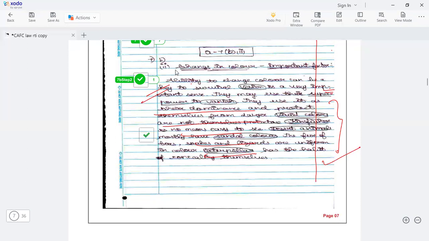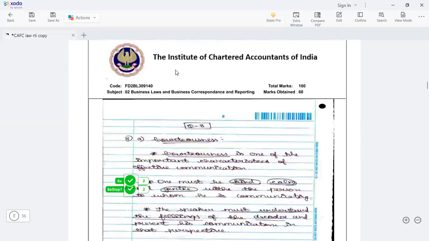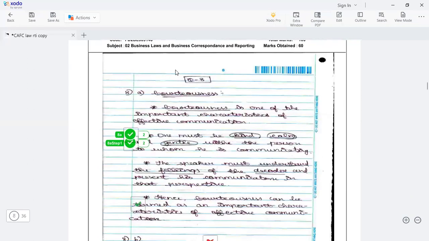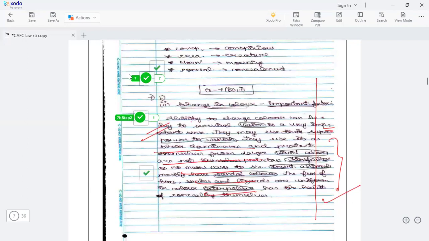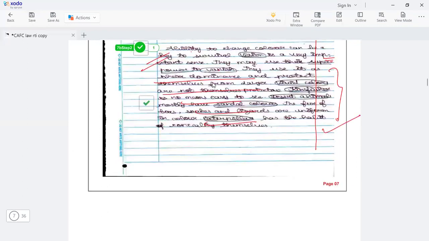Try to make your handwriting as nice as possible. I know there is a time constraint, but if we can manage our time well and present our answers nicely, that is always going to give us a plus point. Okay, this is how 7B was presented. That's where question number 7 ends. And with question number 7, the student has scored 7 marks out of 10. So that's a good score for question number 7.